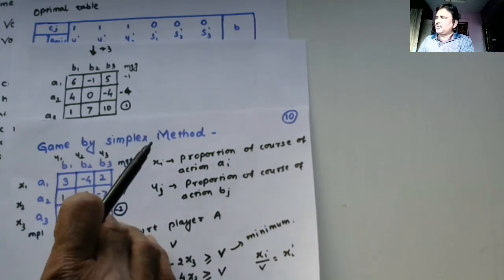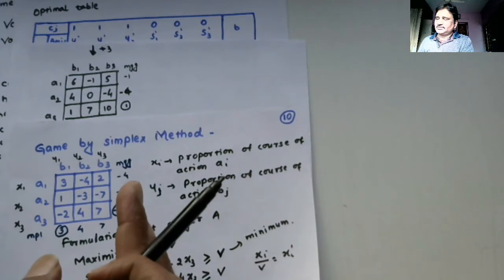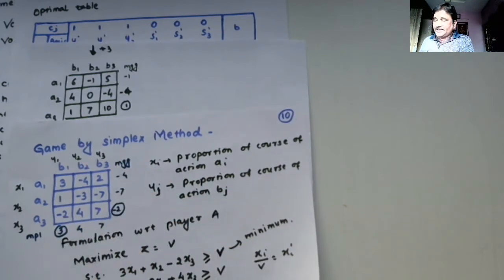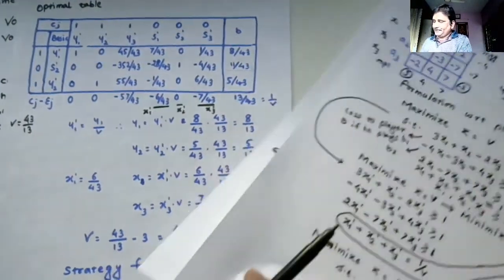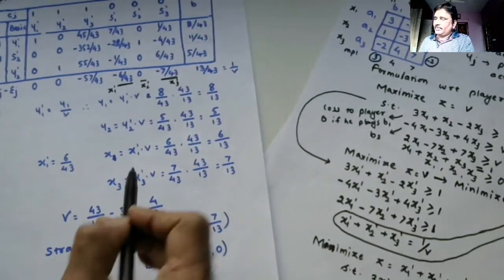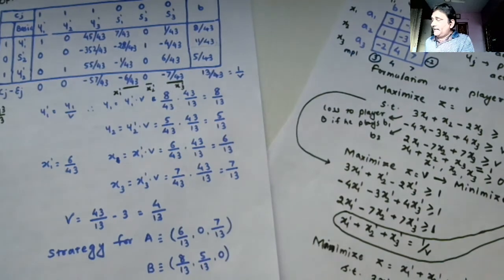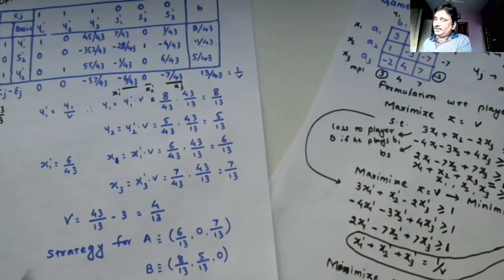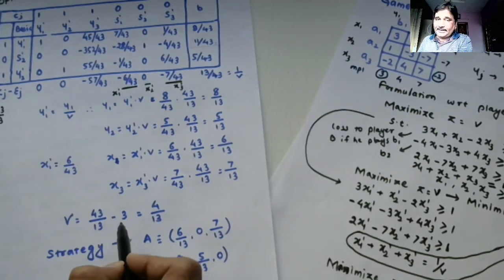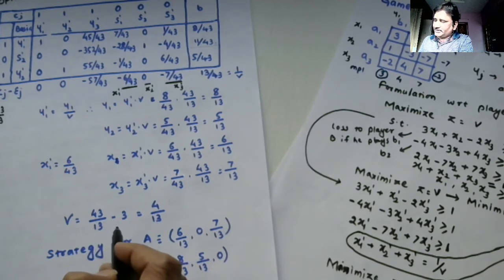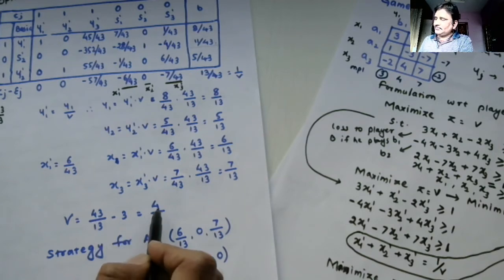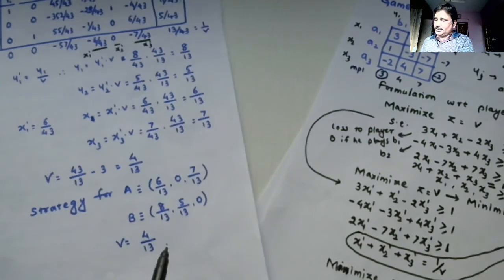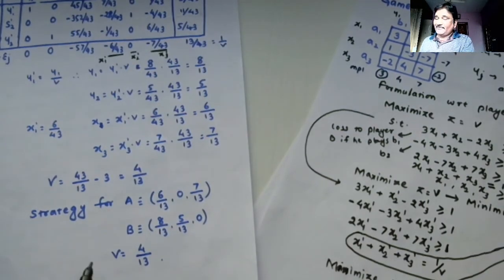Okay, so adding any constant to this game doesn't change the strategies. They will remain the same, only the game value will be different. Now that I have added 3, now is the time to subtract 3 from the game value. So my game value for this problem after adding 3 is 43 by 13. From that 43 by 13 I will be subtracting what I added. I added 3, so now I'll be subtracting 3. So 43 by 13 minus 39 by 13 gets me 4 by 13. Alright, 4 by 13, so that is the game value.